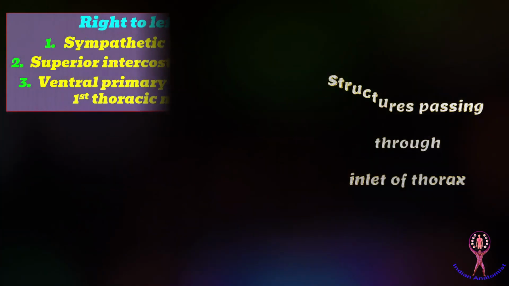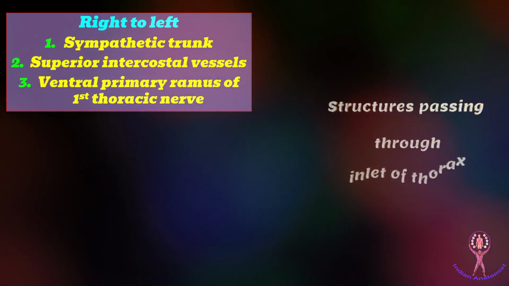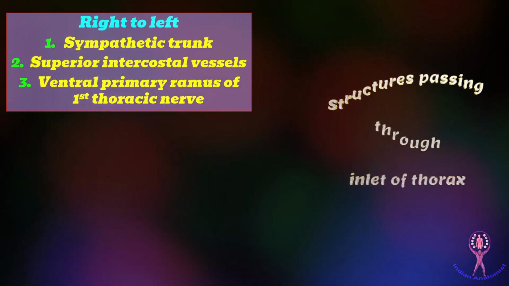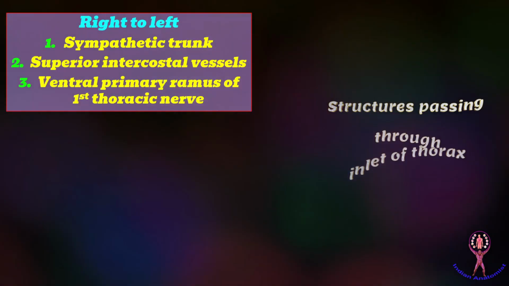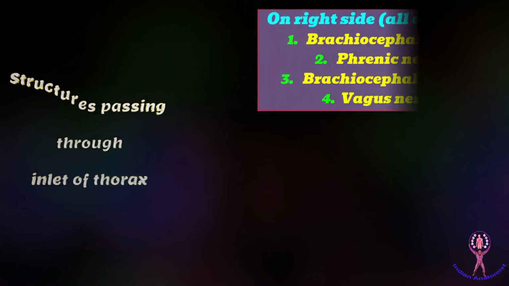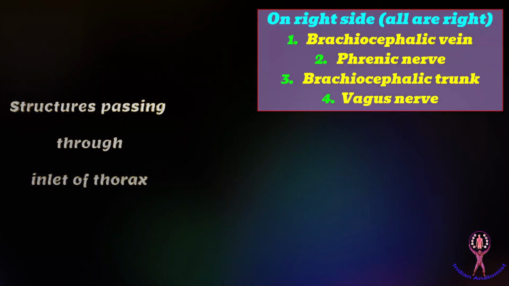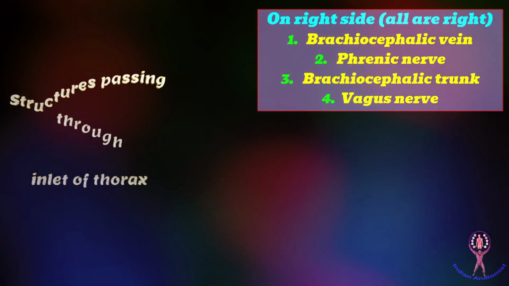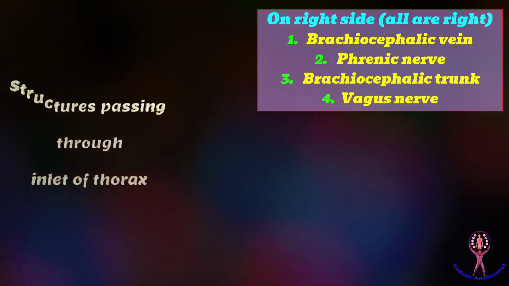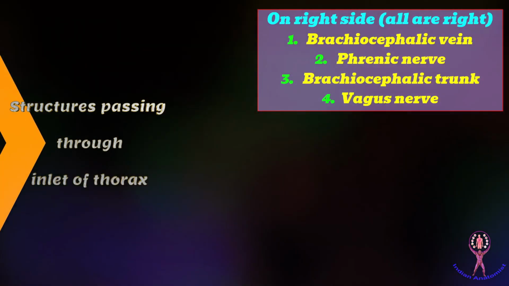Structures present from right side to left are 1. Sympathetic chain or trunk. 2. Superior intercostal vessels. 3. Anterior or ventral primary ramus of 1st thoracic spinal nerve. Now the structures present only on right side are 1. Brachiocephalic vein. 2. Phrenic nerve. 3. Brachiocephalic trunk. And 4th is vagus nerve.